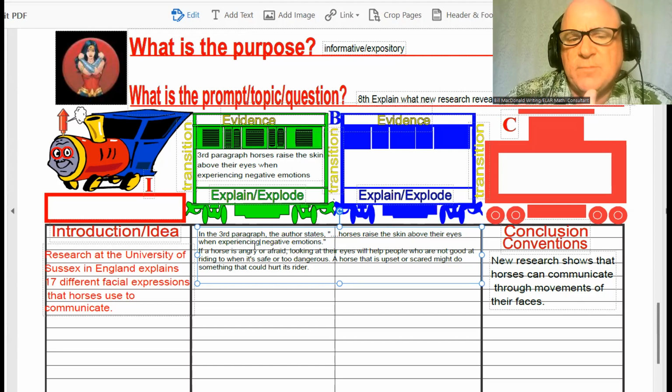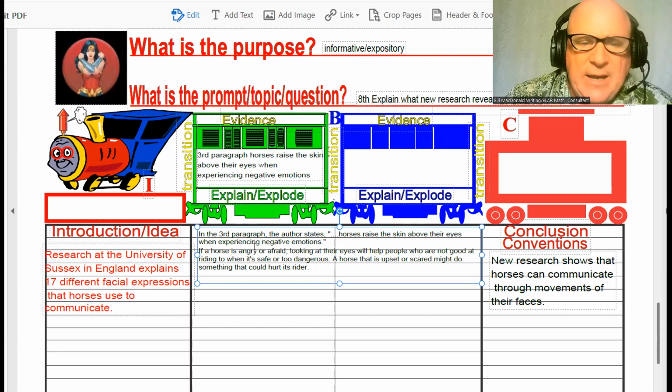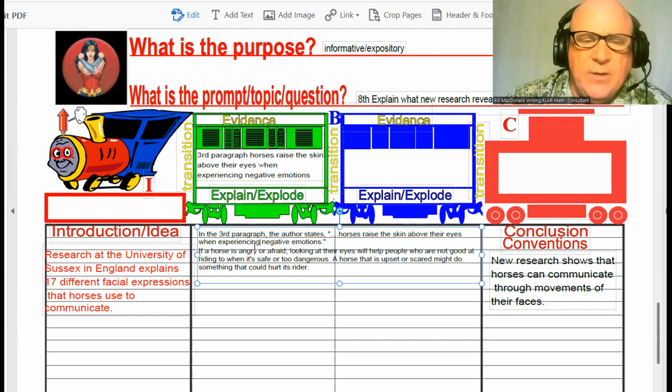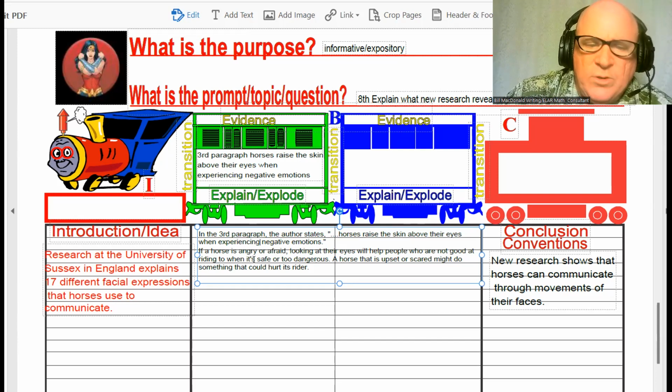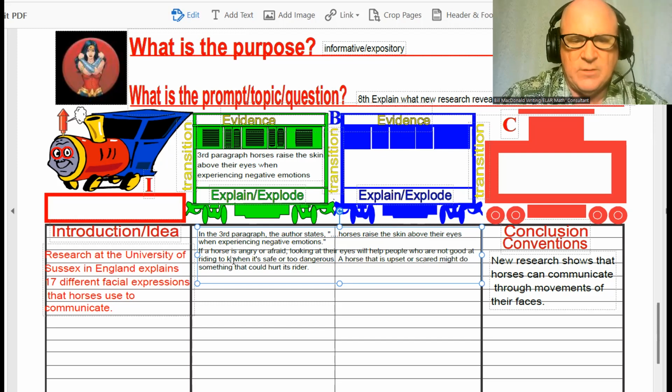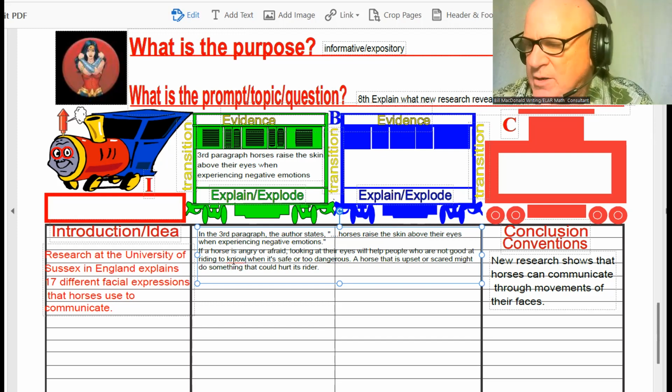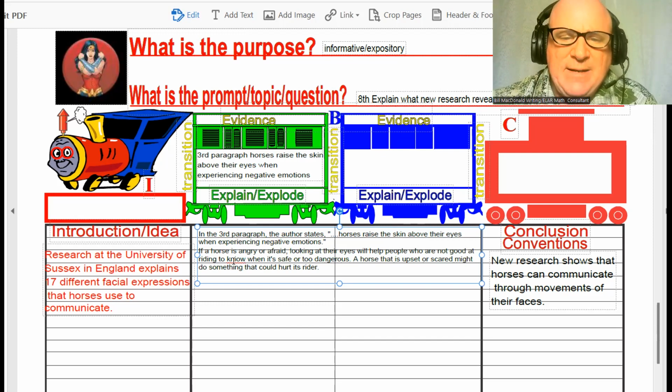And then you have to try and explain, and or explode, your evidence. If a horse is angry or afraid, a specific emotion, looking at their eyes will help people know when it's safe or too dangerous. Again, fixing something that I find as I go. So I'm going to place that one between the fingers because I'm explaining the evidence. And then the second sentence about explaining, well, what does that have to do with horses communicating?